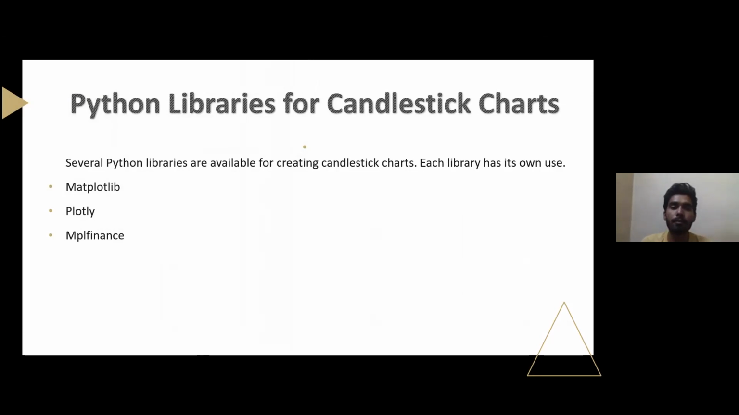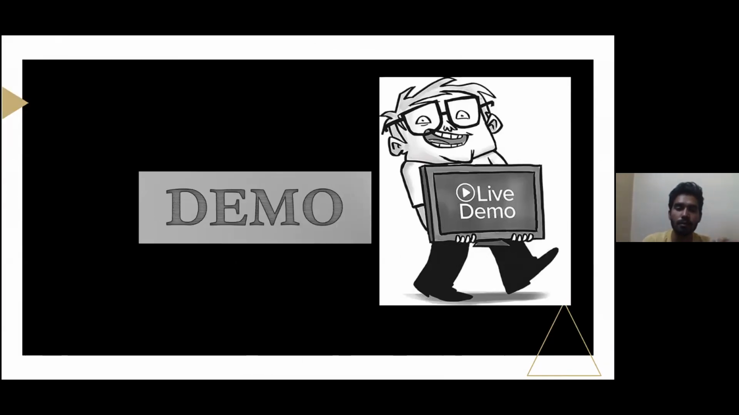So, like I talked about the different libraries, Matplotlib, Plotly, and MPL Finance library, we have used Matplotlib and MPL Finance in our project. Matplotlib helps us to create candlestick charts that are static, and then comes Plotly. Plotly gives us more control over our candlestick charts, and then MPL Finance is basically used if we want to control the appearance of our candlestick charts. So let us now proceed to our demo.